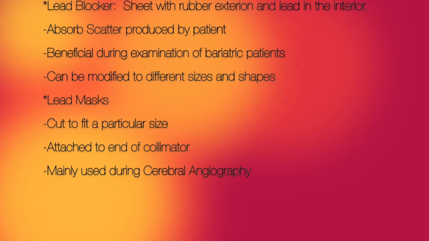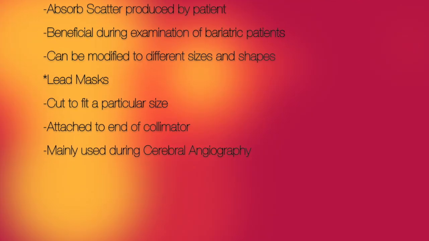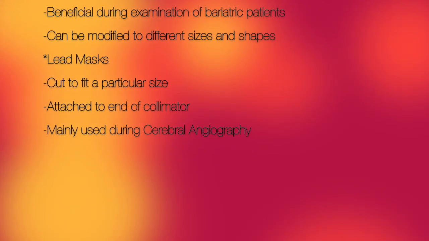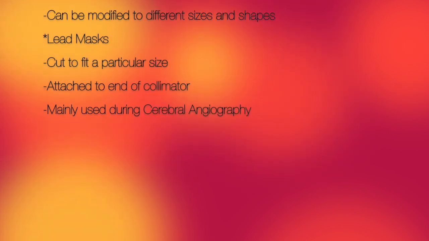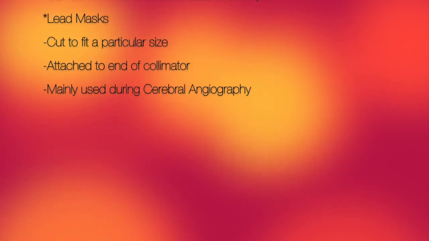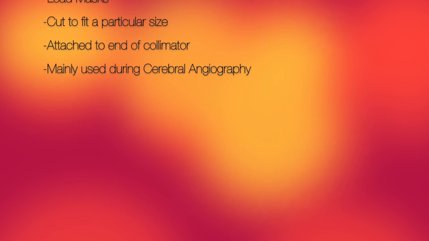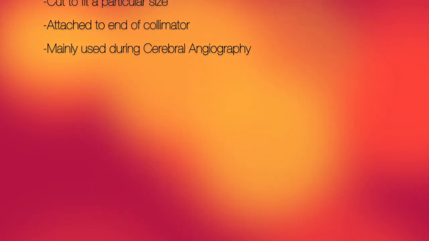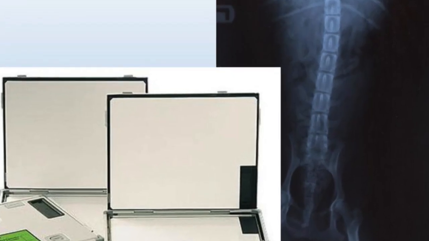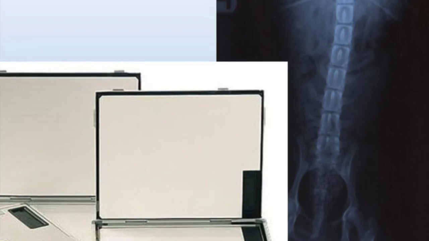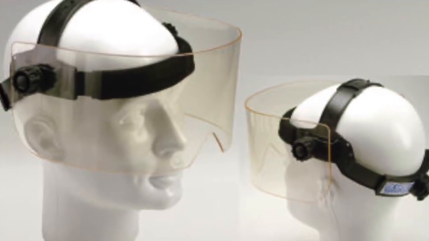These blockers are placed on the radiographic table to absorb the scatter produced by a patient's tissue. Lead blockers are very beneficial during the examination of bariatric patients due to the fact that scatter increases with the size of the patient. Lead masks have similar properties, but these are usually cut to fit a particular field size and are attached to the end of the collimator. These are mainly used during cerebral angiography to remove scatter radiation and improve image quality.